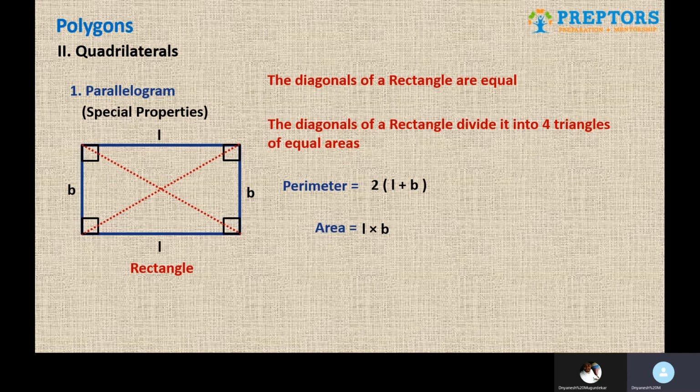The other one, from the quadrilateral, which is half into d1 d2 sine theta, half into d1 d2 are equal and sine theta as it is. So d1 d2 equal becomes d square. So half into d square sine theta is another formula for the area of a rectangle.